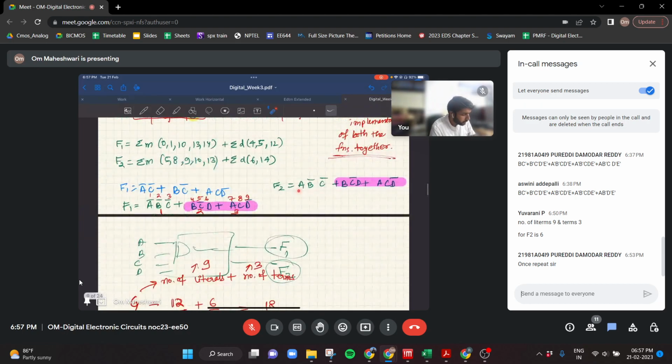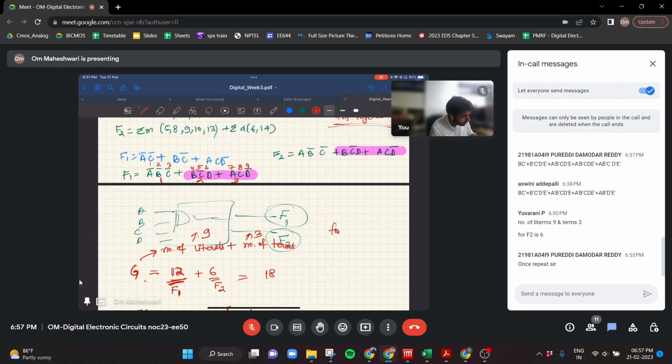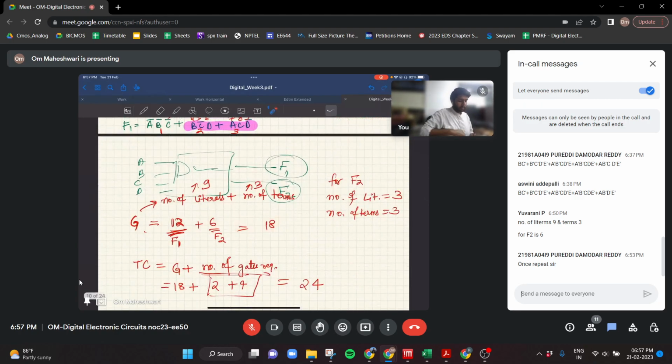For F2, 1, 2, 3. These 3 terms are there, but these are all old terms, so I won't count them again. But I'll have to add them, right? So the number of literals for F2 is 3, and the number of terms is 3. That is how we got 6. We are using this, so we won't count the number of literals; we'll take only 1, 2, 3. But the number of terms are 3. That is how we got 6. Total is 18.